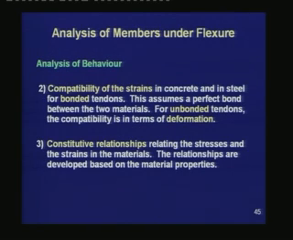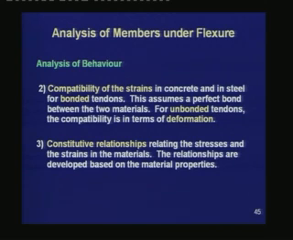The second principle that we use is the compatibility of the strains in concrete and in steel for bonded tendons. This assumes a perfect bond between the two materials. Thus, to relate the strains in the several layers of steel with the strain in the concrete, we use the strain compatibility equation. For a bonded tendon, a perfect bond is assumed. If we have an unbonded tendon, then the strain compatibility equation cannot be used as we use for a bonded tendon. For an unbonded tendon, we use the compatibility in terms of deformation.